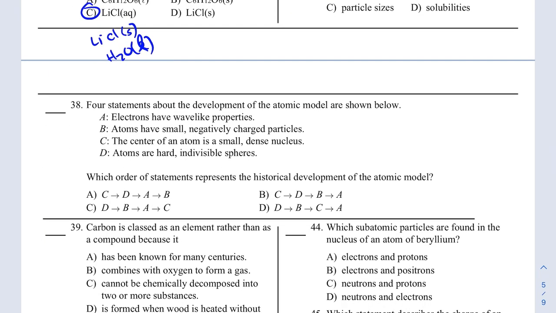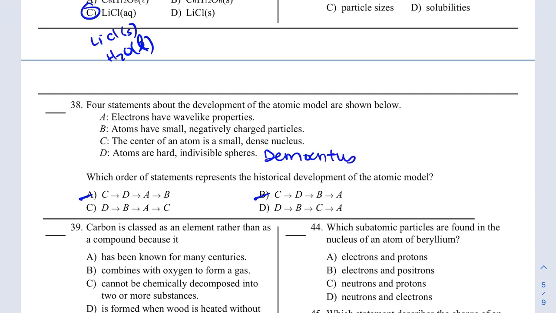4 statements about atoms are shown below. Electrons have wave-like properties. Atoms have small negatively charged particles. The center of an atom is small and dense. Atoms are hard individual spheres. Historical development. So which came first? Hard indivisible spheres came first. This is Democritus.